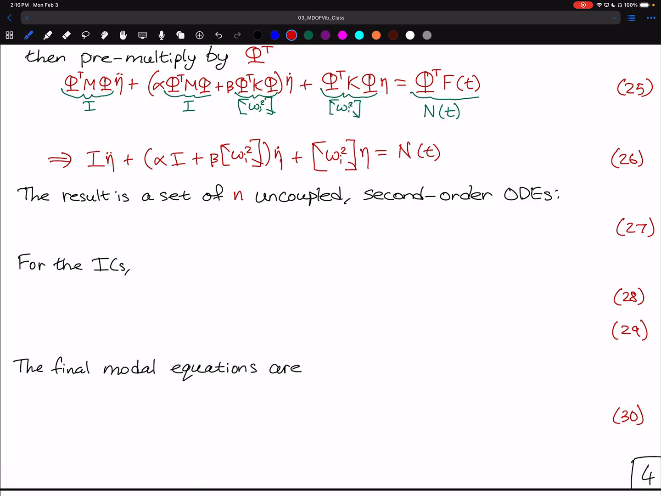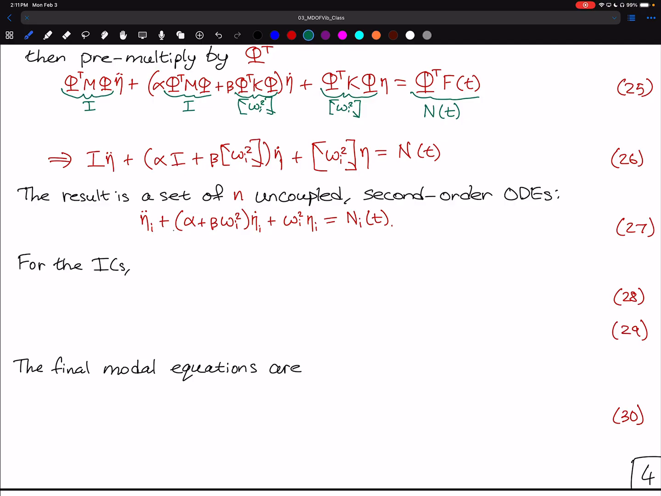All right, the result of this is a set of n uncoupled second order ODEs of the form eta I double dot plus alpha plus beta omega I squared, all of that multiplied by eta I dot, plus omega I squared eta I equal to n I of t, where this is just a single degree of freedom damped harmonic oscillator with some forcing applied to it. And we have n of them, one for each mode of vibration.